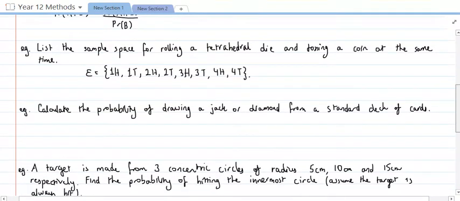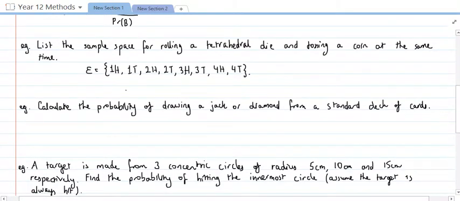Continuing on, calculate the probability of drawing a jack or diamond from a standard deck of cards. Well, it's saying jack or diamond. That means the probability of a jack or a diamond is equal to, now we're going to use the addition law here, so that's the probability of a jack plus the probability of a diamond. And the problem is that if we do this, we're going to count one of the jacks twice. We're going to count the jack of diamonds twice. So we need to minus the probability of having a jack and a diamond, which is essentially the jack of diamonds.